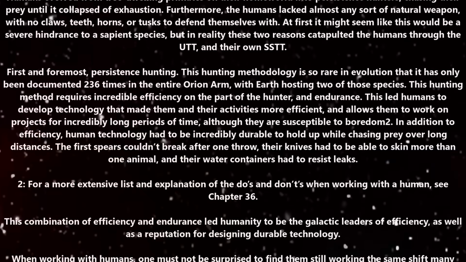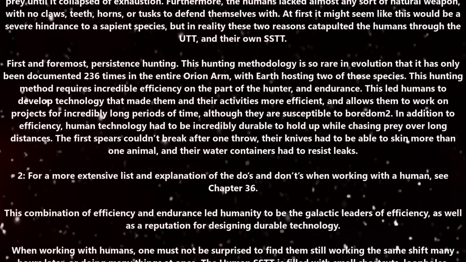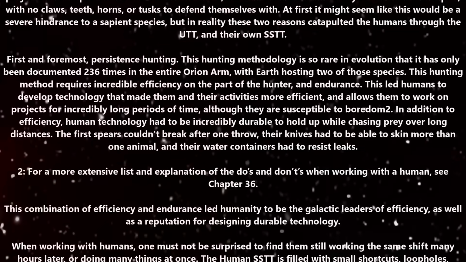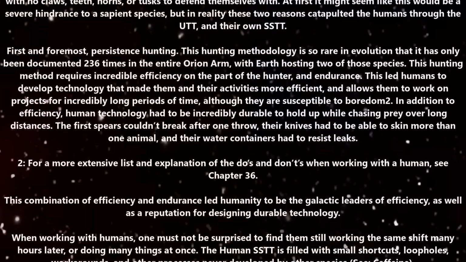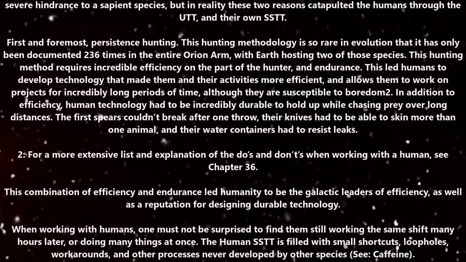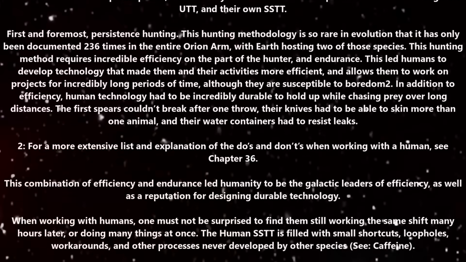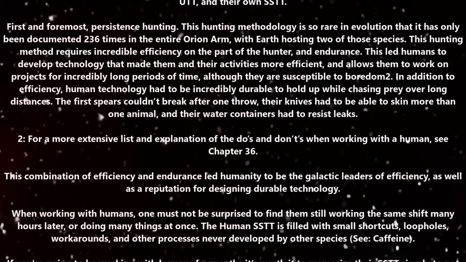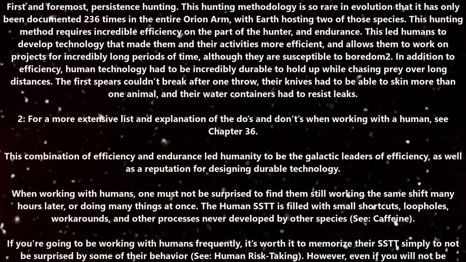Although they are susceptible to boredom (Addendum 2), in addition to efficiency, human technology had to be incredibly durable to hold up while chasing prey over long distances. The first spears couldn't break after one throw, their knives had to be able to skin more than one animal, and their water containers had to resist leaks. Explanation of Addendum 2: for a more extensive list and explanation of the do's and don'ts when working with a human, see Chapter 36.